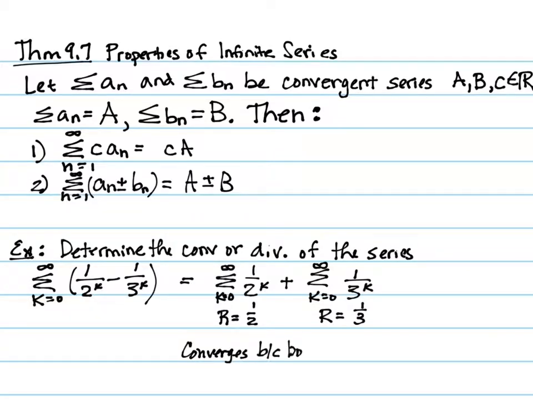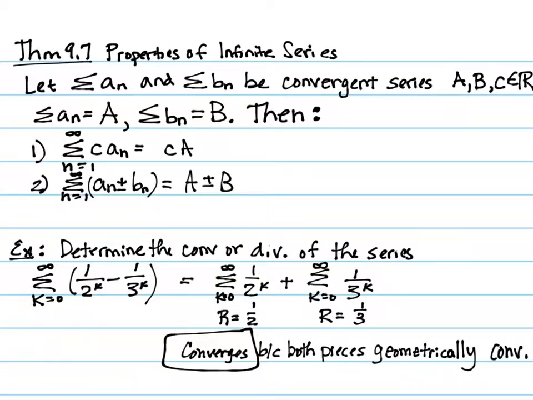Because both pieces are geometrically convergent. Or both pieces geometrically converge, let's say it that way. Both pieces geometrically converge, so since both pieces geometrically converge, this will also converge. Okay, so that's what we've done so far.